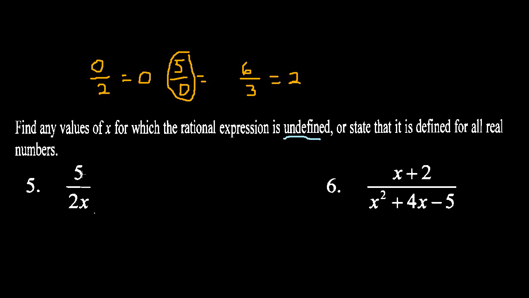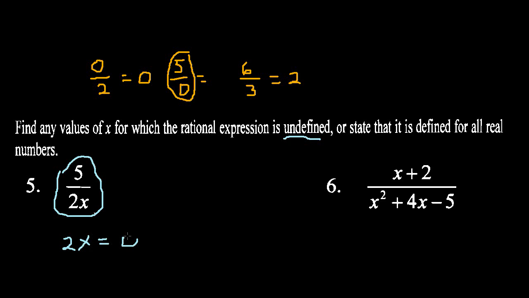And what would make that undefined? Well, back up here we had 5 in the numerator and 0 in the denominator, and that's what made this undefined, having 0 in the denominator. So if we have 0 in the denominator here, this will be undefined. And so what would make the denominator 0? Well, we have 2x equals 0.